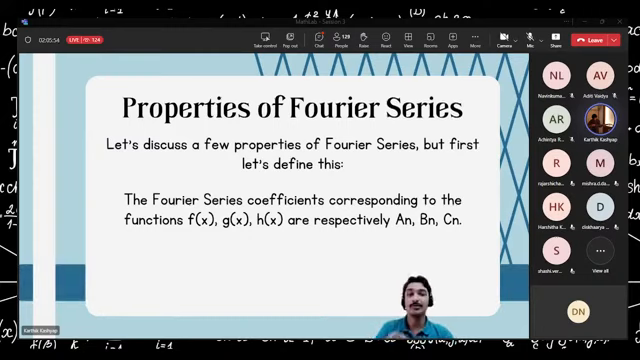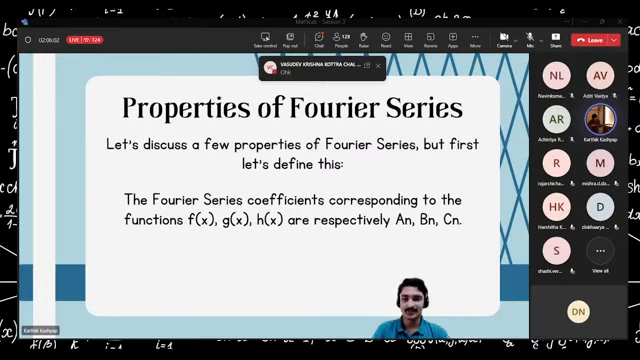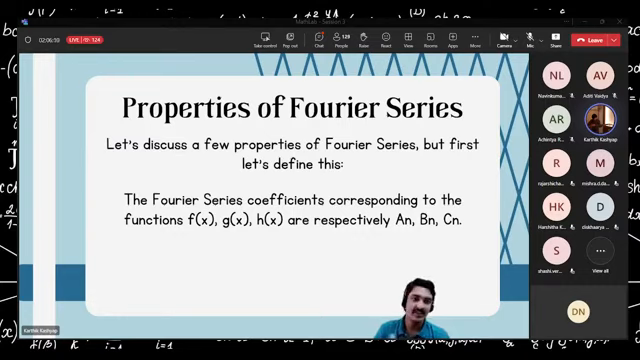So let's move on to the properties of Fourier series. I'm going to discuss just a few properties and not going to go over the proofs. Again, it is pretty simple. So let's say there are three functions given, f of x, g of x, and h of x, and the corresponding exponential Fourier series coefficients are an, bn, and cn.